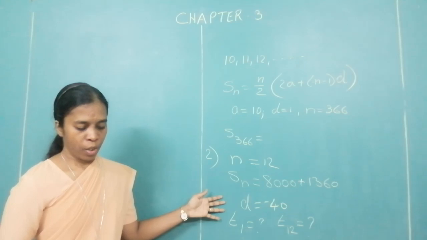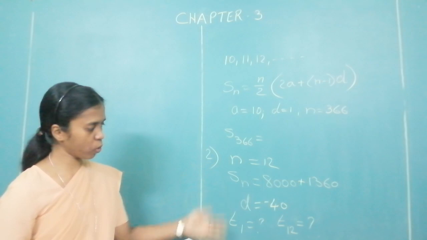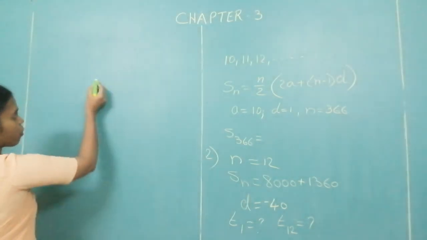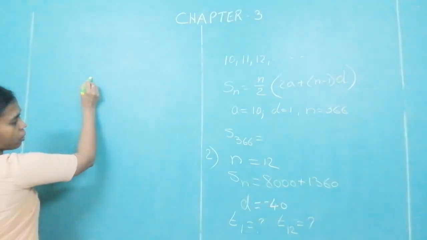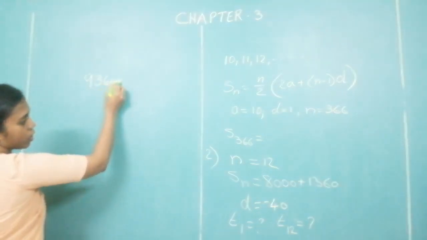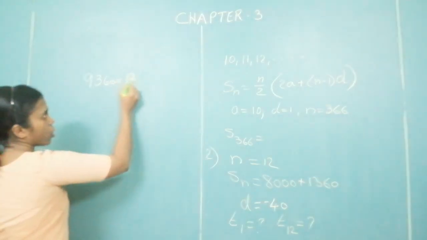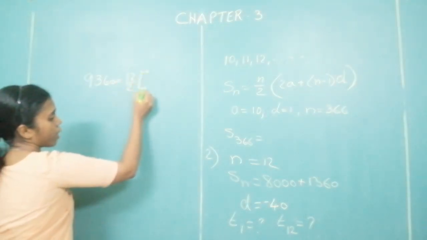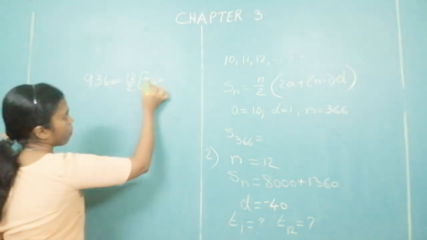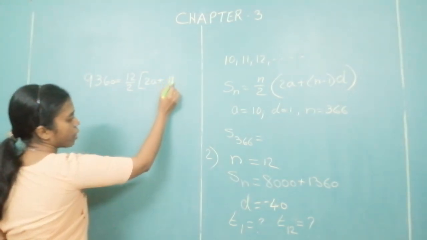You are not given the first and you are not even given the last one. What you have is only this much. You know what is Sn, isn't it? So you substitute for that. S12. How much is S12? 9,360, that is equal to, what is the formula for Sn? n upon 2. What is your n? 12 upon 2 bracket 2a plus n minus 1. n minus 1 means 12 minus 1, that is 11.